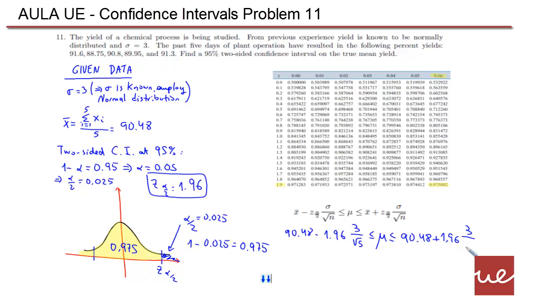So if we operate a little bit, we get the final answer. The confidence interval in this case for the population mean is equal to 89.471 and then 91.489. I hope you enjoyed this video.